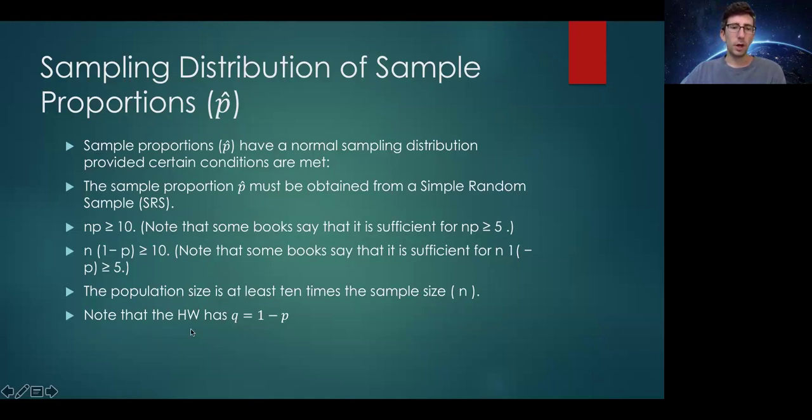And then just note, in your homework, a lot of the times your homework will call Q a kind of shorthand for 1 minus P. So in some of these formulas, we're going to have to take P times 1 minus P, or even here, instead of N times 1 minus P, your homework might have an N times Q, right? And so when you see that Q in your homework, it just means 1 minus P. Okay?